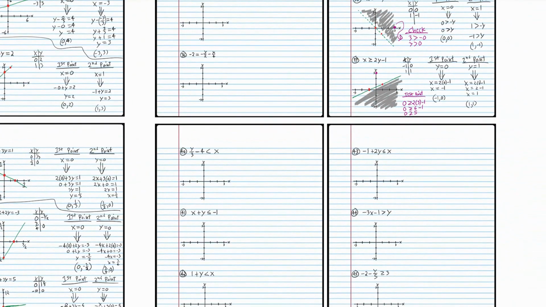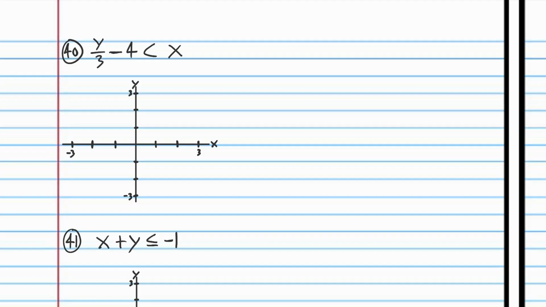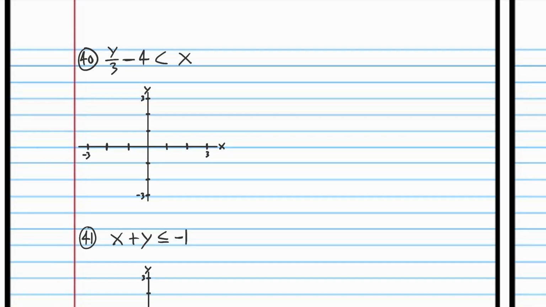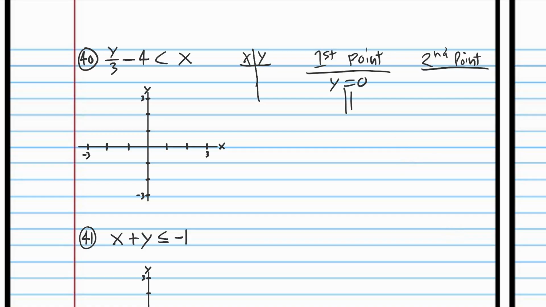All right, so on to number 40. So try number 40, and when you come back, we'll do it together. All right, we're back. All right, so x is solved for, so we're going to plug in 0 for y. I'm just going to use equal signs. So x equals negative 4. Now we're going to plug in 3 for y.